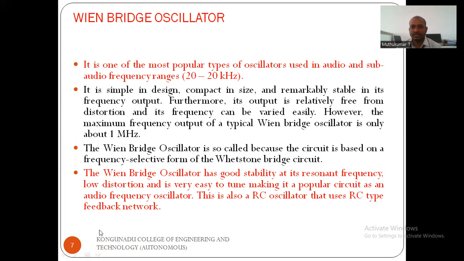The Wien bridge oscillator has good stability at resonant frequency. At resonant conditions, it provides good stability, low distortion, and is very easy to tune, making it a popular circuit as an audio frequency oscillator. This is also an RC oscillator that uses an RC type feedback network.